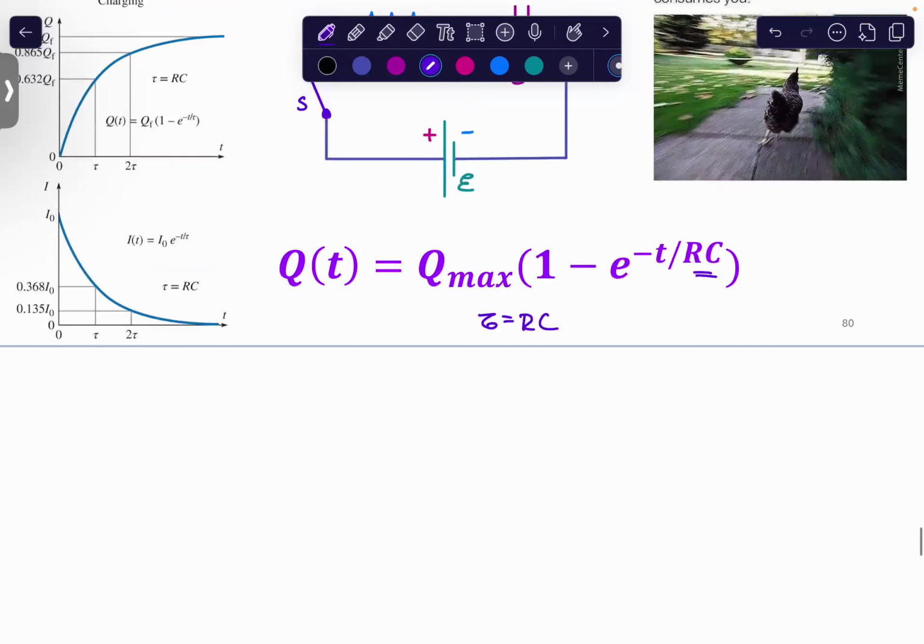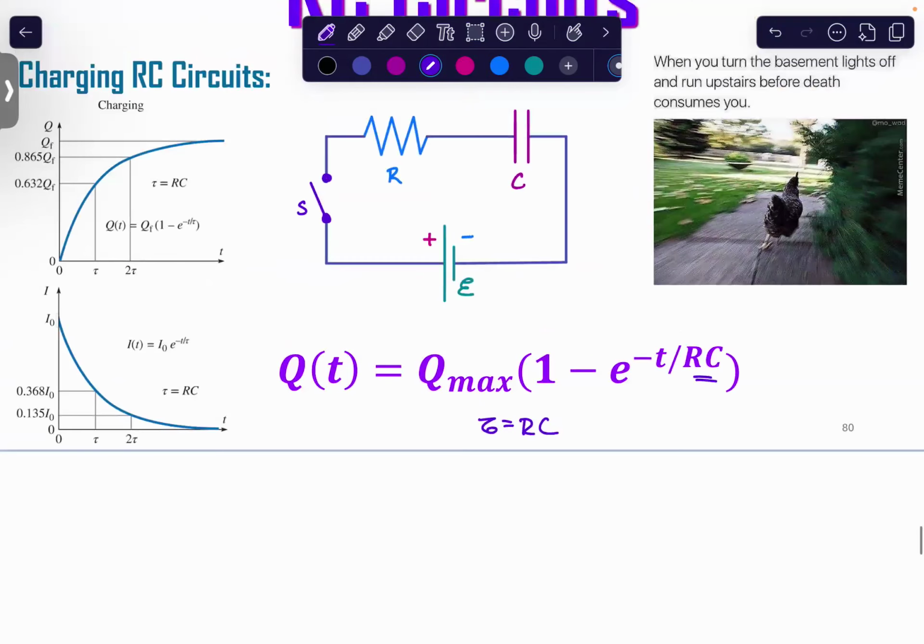So the question is, how do we actually get to this charge? How do we actually get to this charging equation? No, you're not going to do derivations on the exam. It can take too long, because I know that's something you're all still learning how to do.